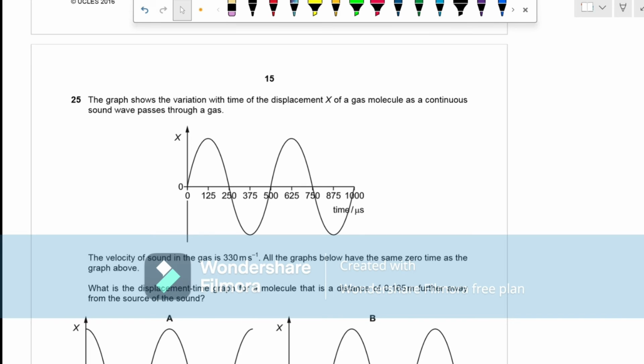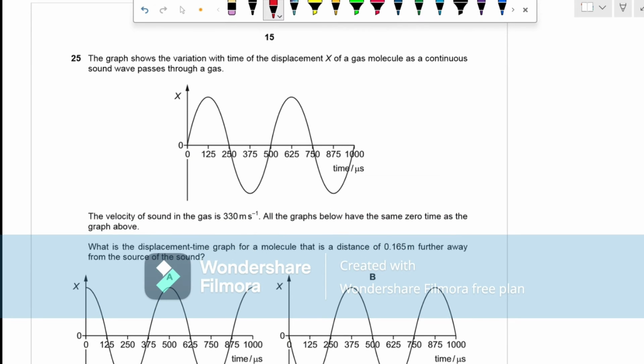The diagram shows the vibration of the displacement x of a gas molecule as a continuous sound wave passes through a gas. The velocity of the sound in the gas is 330. On the graph below, I have the same zero time as the graph above. What is the displacement-time graph for a molecule that is a distance of 0.16 meters further away from the source? Okay, so first I need to know what exactly is the wavelength for this scenario. I know that v is equal to f lambda. I can find f, because f is equal to 1 over T. If I look at this, it's 1 over 500 times 10 to the power of -6.